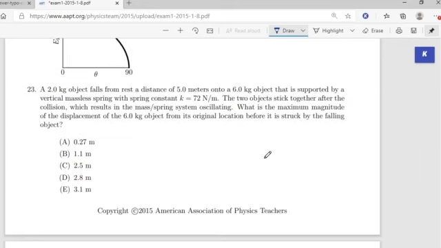okay, what's this? A 2 kilogram object falls from rest a distance of 5 meters onto a 6 kilogram object that is supported by a vertical massless spring with spring constant 72 newtons per meter. The two objects stick together, blah blah blah. What is the maximum magnitude of displacement of the 6 kilogram object from its original location before it is struck by the falling object?